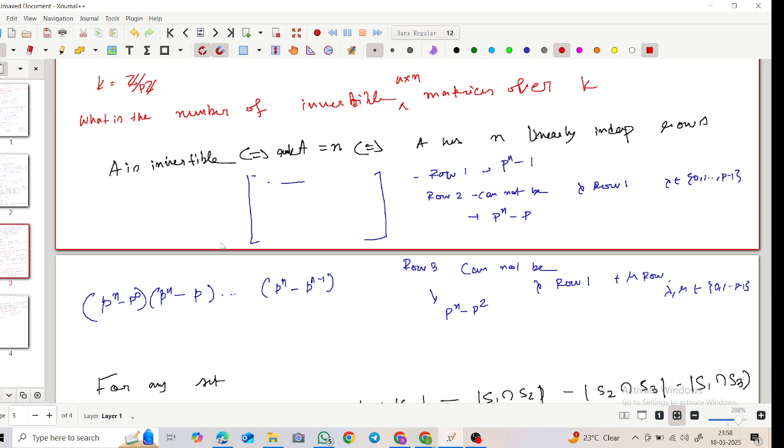Why do you need to do that? These are all the matrices which are non-singular, right? You subtract it from p to the power n squared, which is the total number of matrices. That's it.